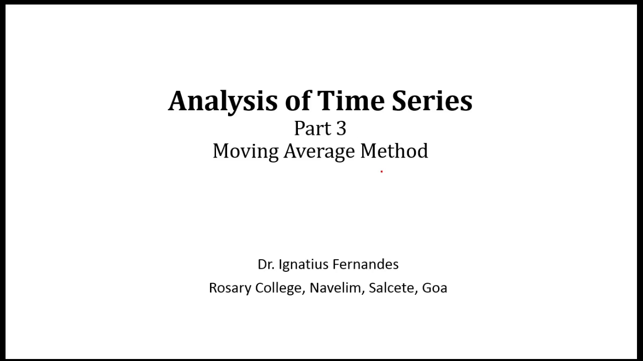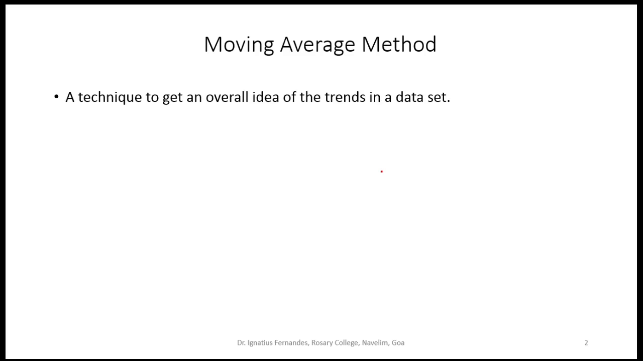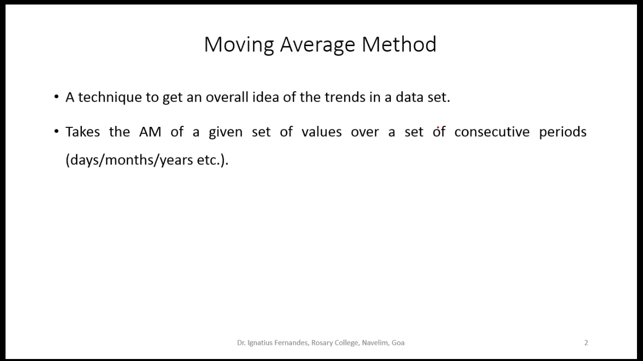The moving average method in this module is a slightly different concept, where we try to fit a smooth curve to the given time series by finding the arithmetic mean, or averages, over consecutive periods of time. The main objective of this method is to get an overall idea of the trend followed by the time series. We take an arithmetic mean of a given set of values over a set of consecutive periods. These periods depend on how the time series is defined, whether in days, months, years, and so on.